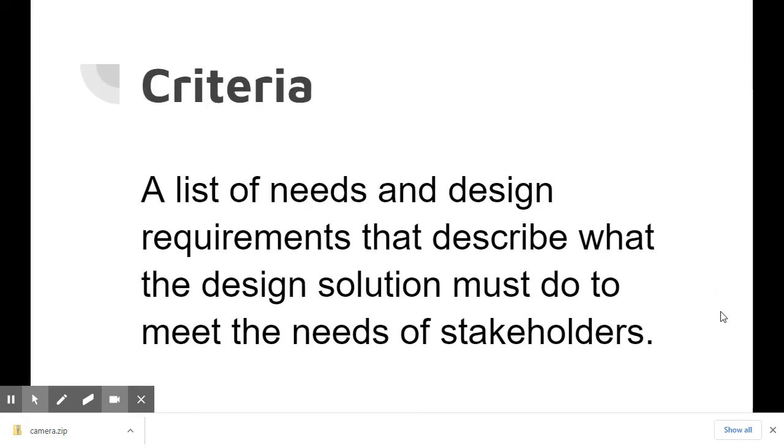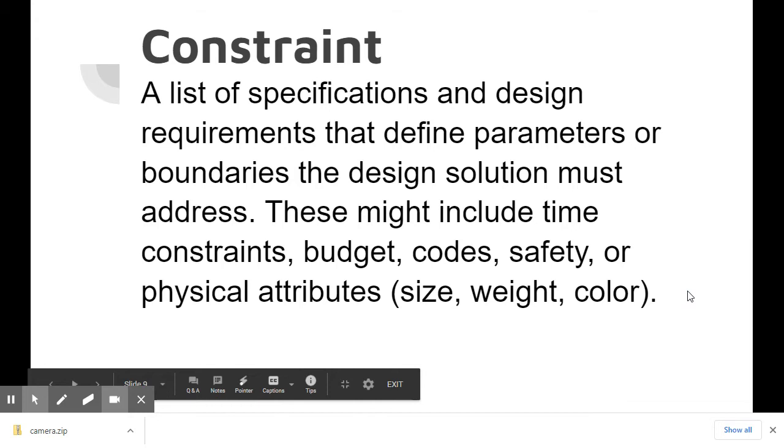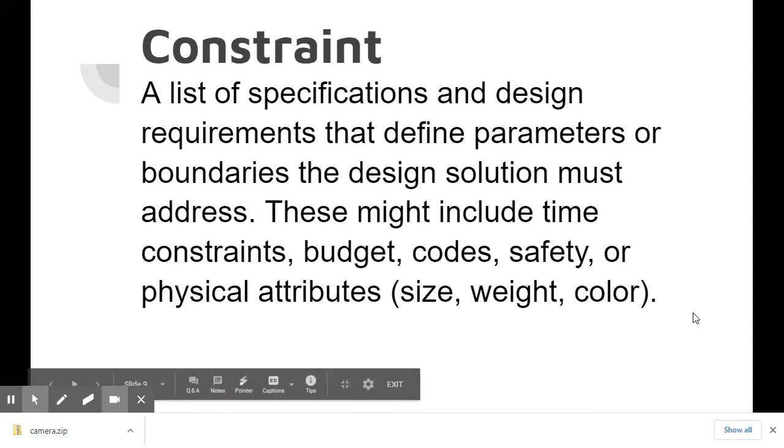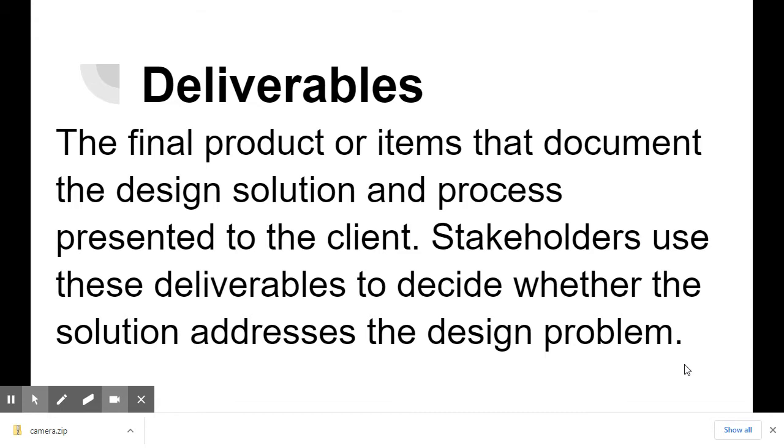Criteria, as we talked about, is the list of needs, the design requirements that describe what the design solution must do to meet the needs. And the constraints are the specifications and requirements that define the parameters, so the boundaries and limitations: budget, code, safety, physical attributes, that sort of thing. The deliverables are any final things that you're going to actually turn in. So typically your deliverable would be your working prototype.